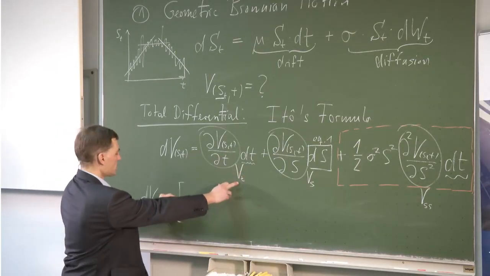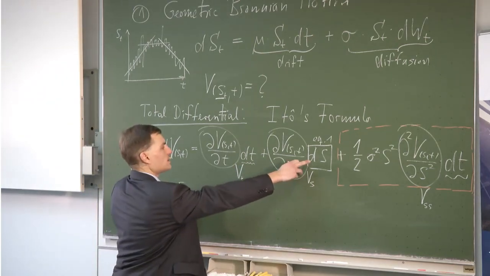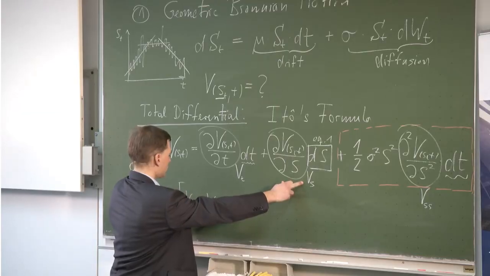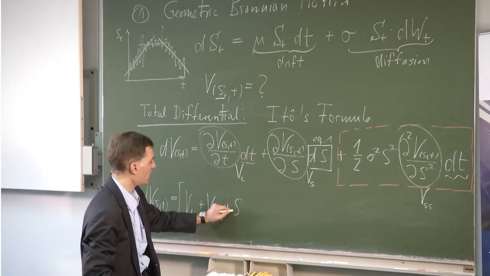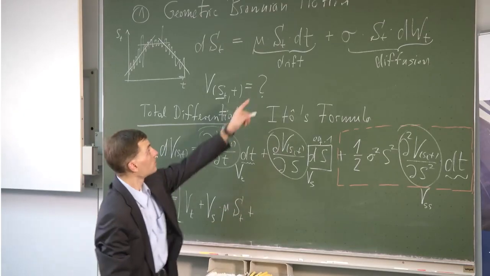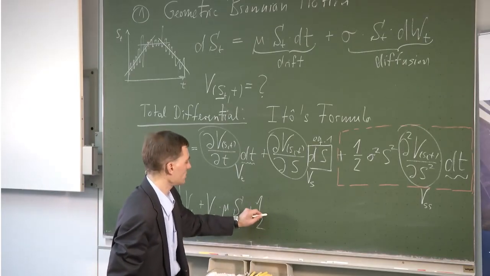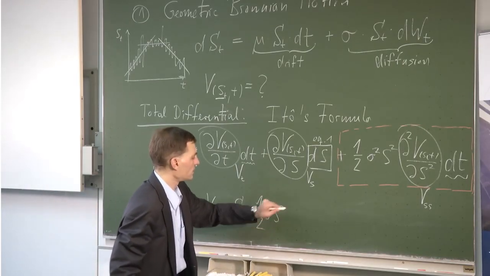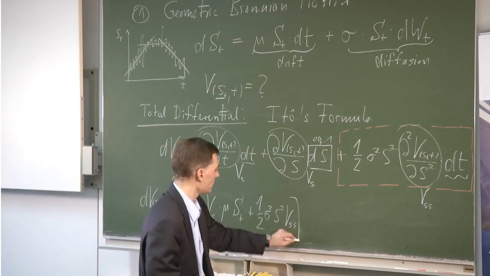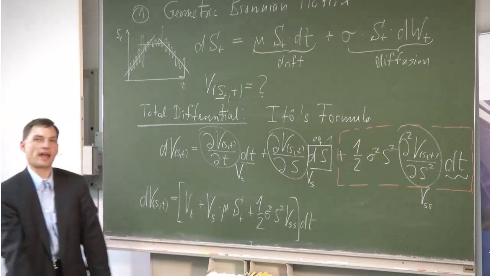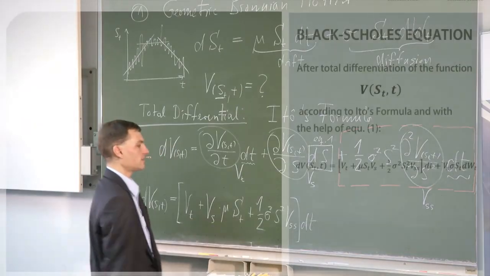Here's one dt term, which is Vt. Then I have one dt term from here, which is Vs times mu S, which is the first component of my equation 1, which is dt. And then I have the dt from this last component, which is 1 over 2 sigma squared S squared Vss dt. And I write the dt outside of the brackets. So those are all the dt components. The dt is here, this here, and it's here.